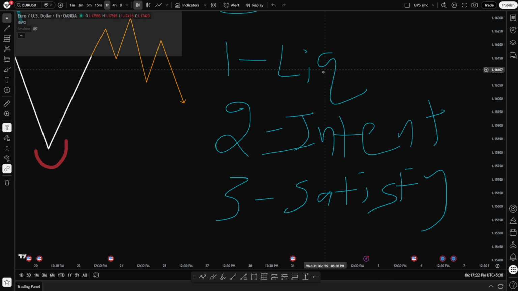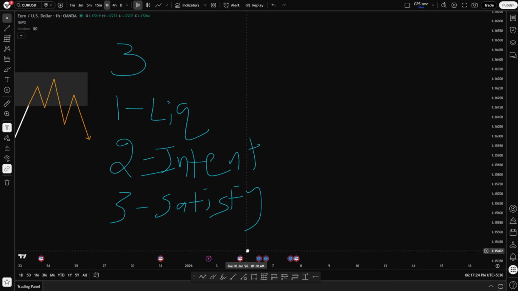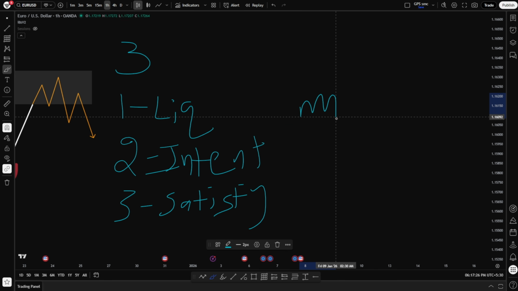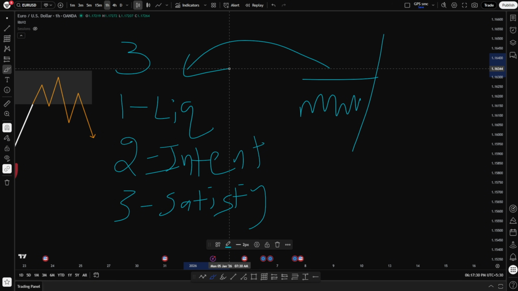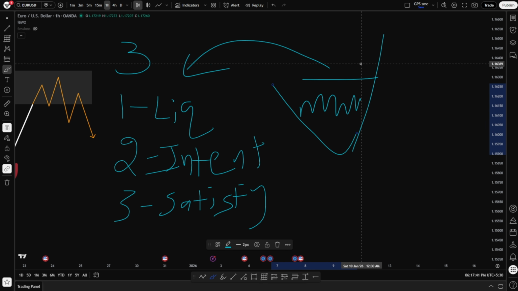Okay, so what are these things? So just simply put, first the market should take liquidity. So this is the first step of a profitable trading strategy that's created using SMC. So the first thing is liquidation. The market should hunt a liquidity.